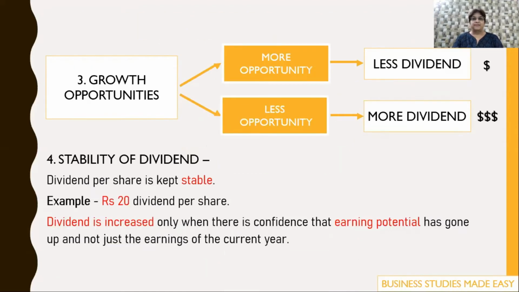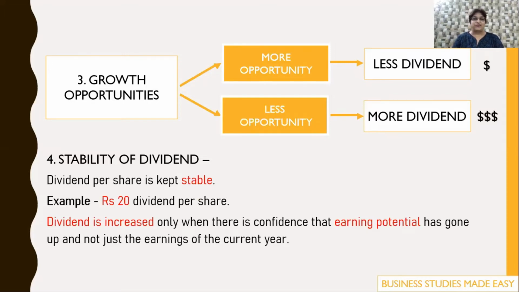Then the third factor that he has to keep in mind are the growth opportunities. If there are growth opportunities, then the finance manager will keep that profit that is earned as retained earnings, because he would like to use it to invest somewhere. So he will declare less dividend. But suppose there are no growth opportunities, there's recession in the market, then in that case, the finance manager will declare more dividend.